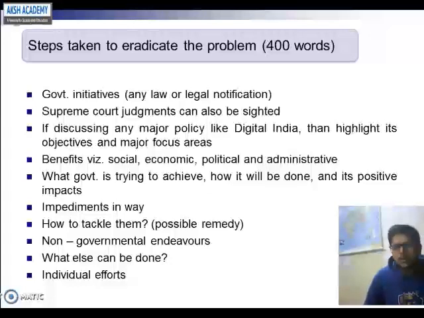Let us suppose you are discussing any policy. So, what are the impediments? What are the hurdles in your way?